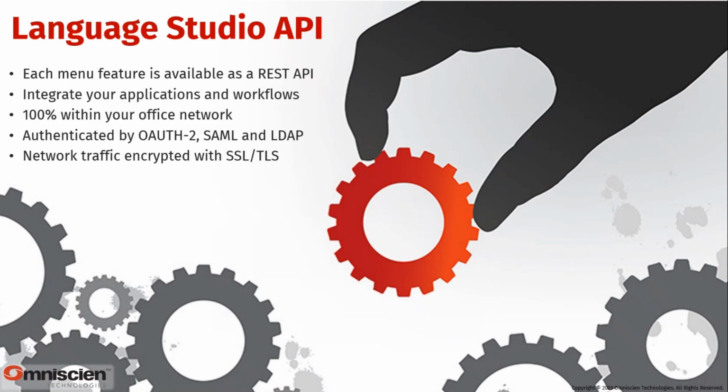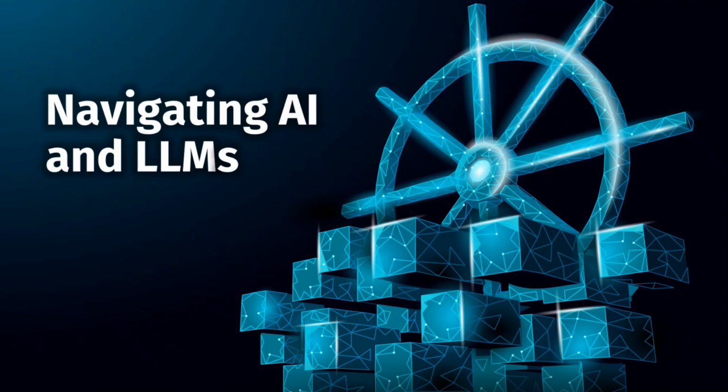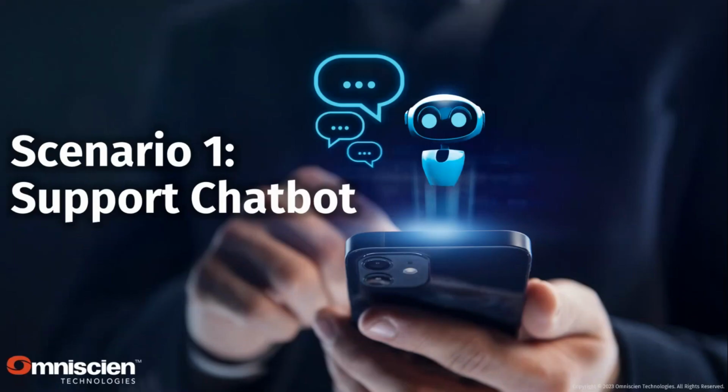It comes with a series of APIs, hundreds of APIs, in fact, so that you can connect all your applications into it. And of course, it's also going the other way, calling out to different APIs and different systems as well. Now, how do you navigate this? Let's start looking at how to navigate AI and LLMs overall. So let's start with a chatbot for support. You need to do support for your company.